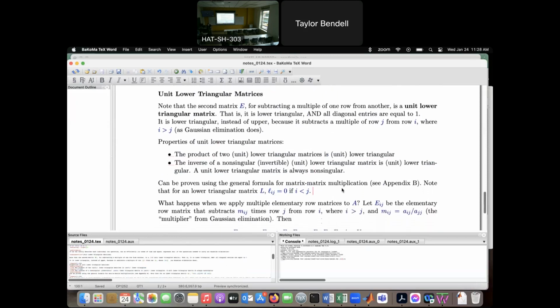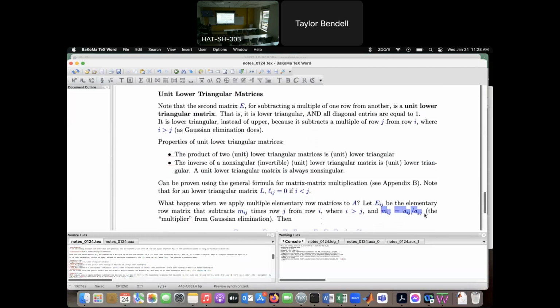So what happens if we carry out several row operations? For the time being, I'm not going to talk about row interchanging. Row interchanging mucks things up and seriously complicates matters. We will deal with it later. But what if we're just carrying out these row operations from Gaussian elimination, where we're repeatedly subtracting a multiple of one row from another? We're trying to eliminate the ij entry of A, where i is greater than j. So we compute this multiplier, mij.